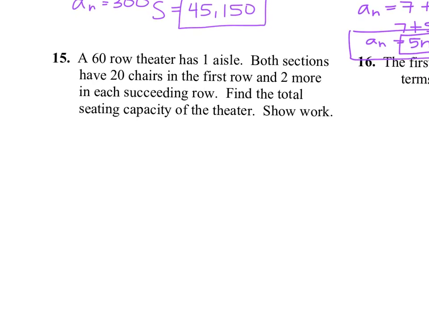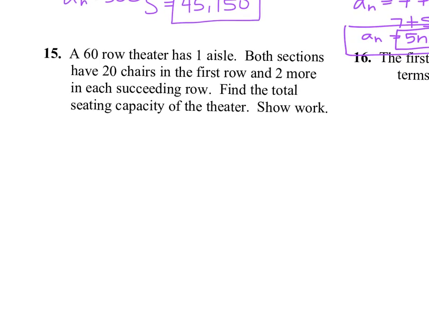All right, number 15. A 60-row theater has one aisle. Those sections have 20 chairs in the first row, 2 more in each succeeding row. Find the total seating capacity of the theater. So if you think of, you have this aisle, okay, and then you have all these seats over here. It says there are 20 chairs this way and 20 chairs this way, okay. So in your first row, you have 40 chairs, okay.